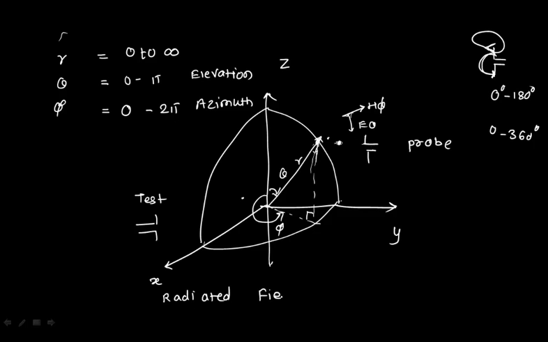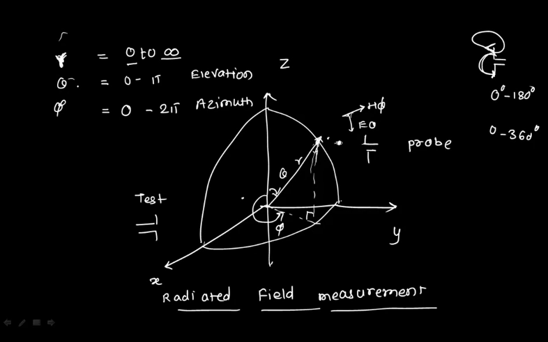I have told you the setup and what kind of measurements, how the measurements can be taken. You need to represent everything with these triplets. The triple parameters are R, which varies from 0 to infinity, theta, the elevation angle from 0 to pi, and phi, the azimuth angle, from 0 to 2 pi. You need to keep this in mind right now. The next one, we are going to represent everything in the spherical coordinate system.